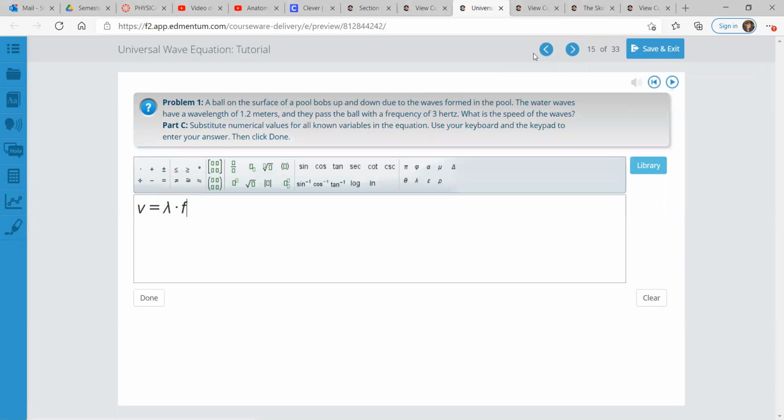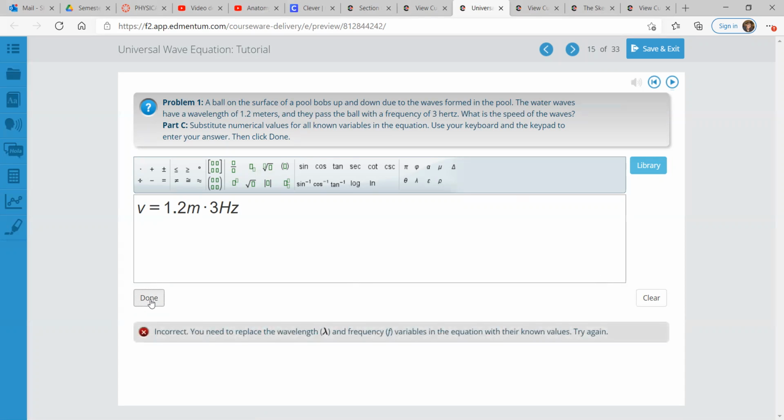So, wham bam, substitute the numerical values. The wavelength is 1.2 meters times the frequency, 3 hertz. So 1.2 times 3 equals 3.6 meters per second. Easy peasy.